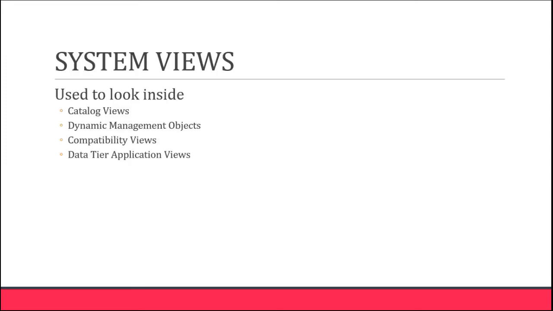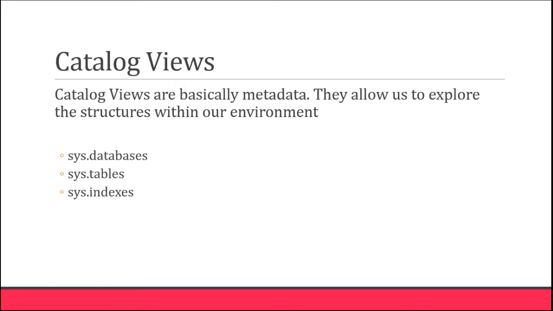So let's proceed. There are 4 different kinds that are defined within SQL. We'll just talk about the first 2 really, but there are 4 different kinds: the catalog views, the dynamic management objects. The dynamic management objects are split into dynamic management functions and dynamic management views. And then you have the compatibility views and then data tier application views. These are examples of the catalog views. They are basically metadata. They explore the structures, things like sys.databases, sys.tables, sys.indexes.